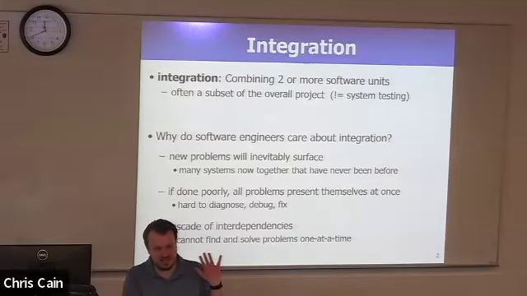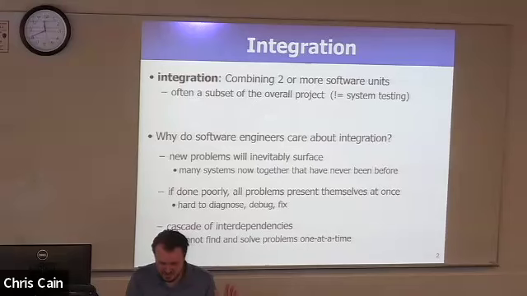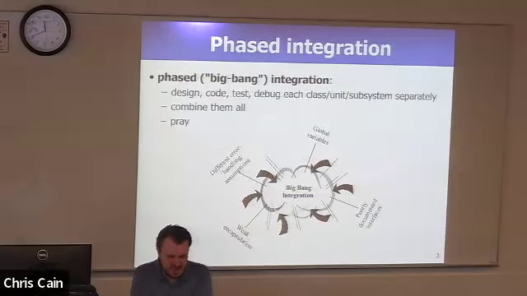So I'm gonna skip a lot of this intro, we've talked about most of it. If you have some kind of big bang integration, that is everyone is doing everything separately and then you combine them all without a ton of testing, you just kind of hope that everything works.